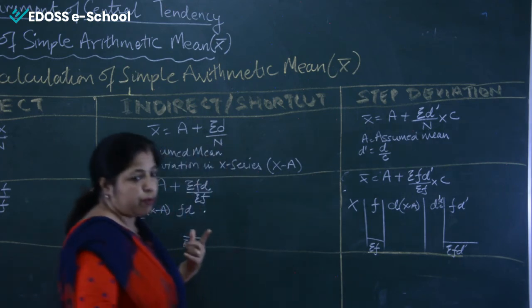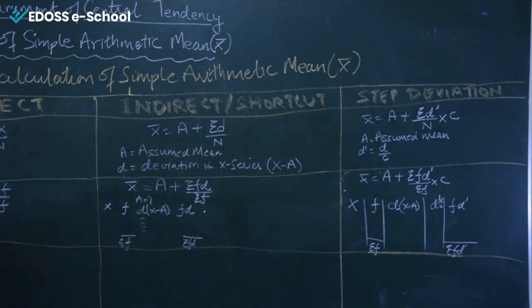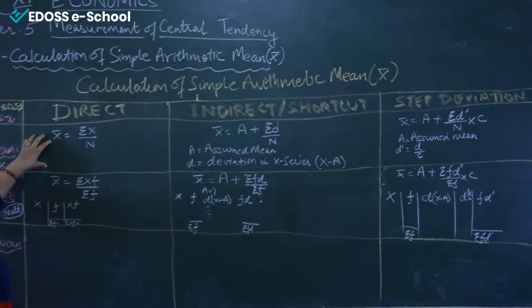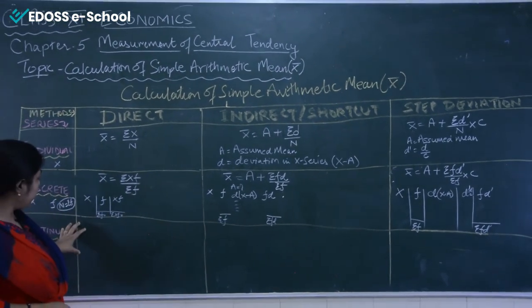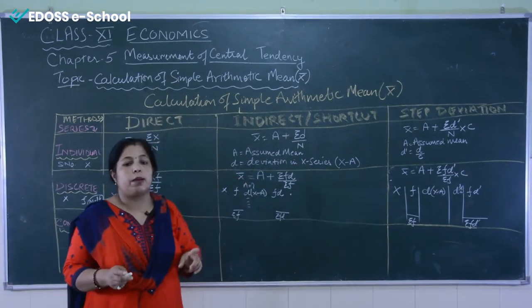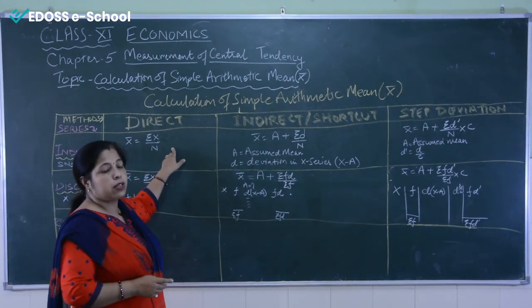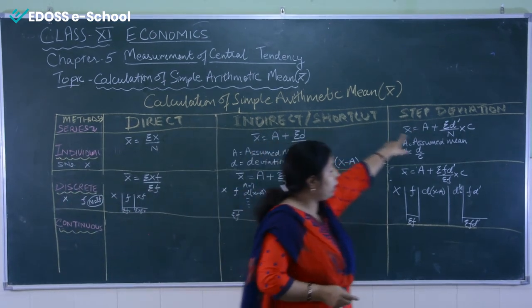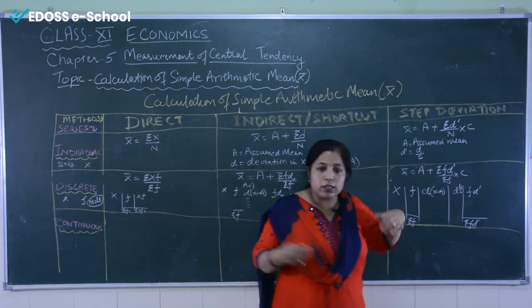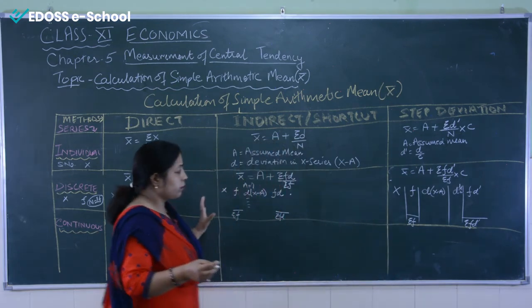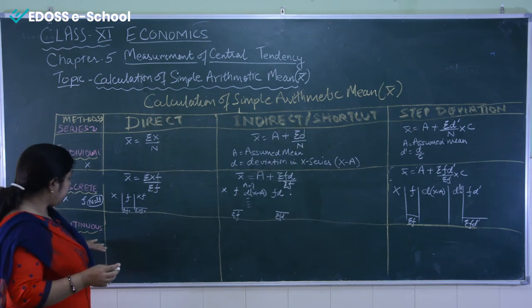One more most important thing I would like to tell you: when we are calculating mean, whether we are doing individual series, discrete series, or continuous series, the answer of all three methods will be the same. Suppose here the mean answer is coming 40. So here it will come 40, here it will come 40, here it will come 40. The methods are different, but the answer will be the same. Fine.